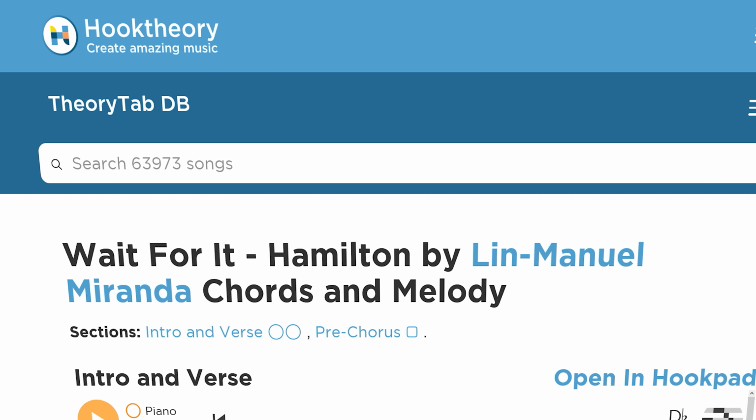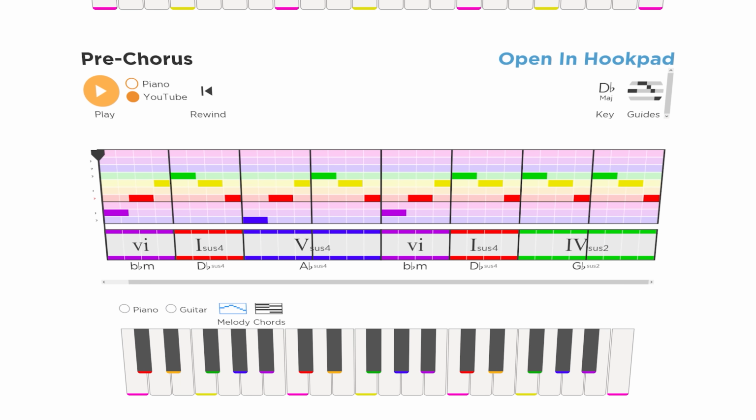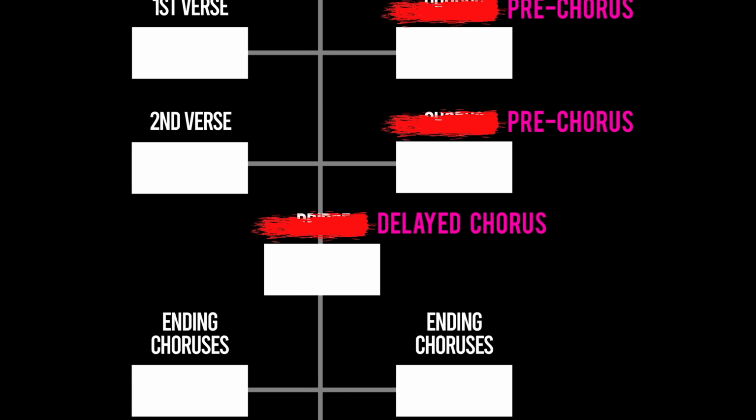The music website Hooktheory also analyzed Wait For It and seems to view it this way as well, naming what we usually think of as the chorus as the pre-chorus, suggesting the bridge is a delayed chorus.